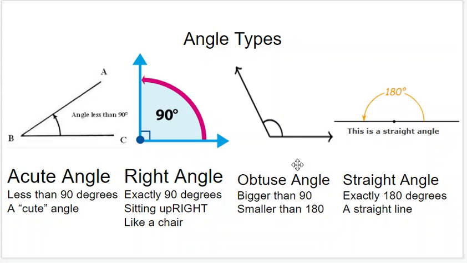An obtuse angle. An obtuse angle is anything bigger than 90, so bigger than this, and less than a straight line. That's going to be something like a recliner. If you have a chair that leans back, that's going to be an obtuse angle, or a lounge chair. And then a straight angle. A straight angle is exactly a straight line that's 180 degrees, or two 90-degree angles put together, and that makes a straight line. Take a moment to look at these angles and think of something that you know that is an acute angle, a right angle, an obtuse angle, and a straight angle.